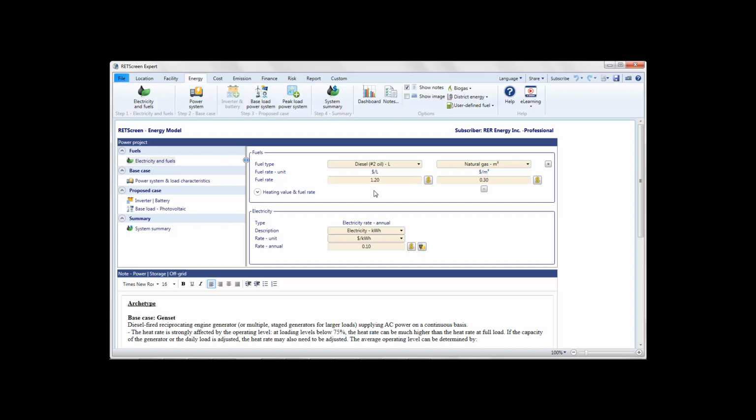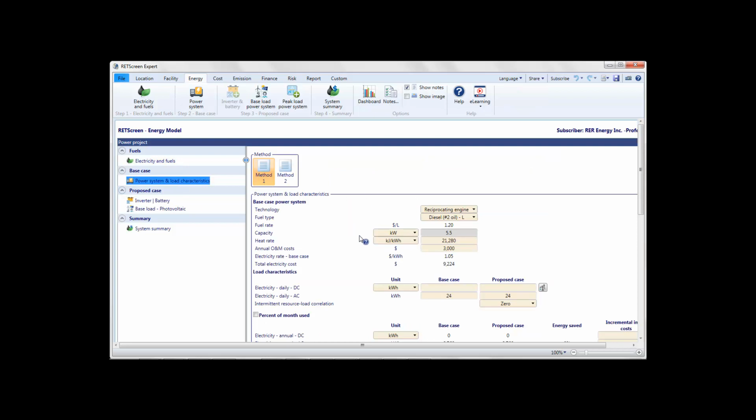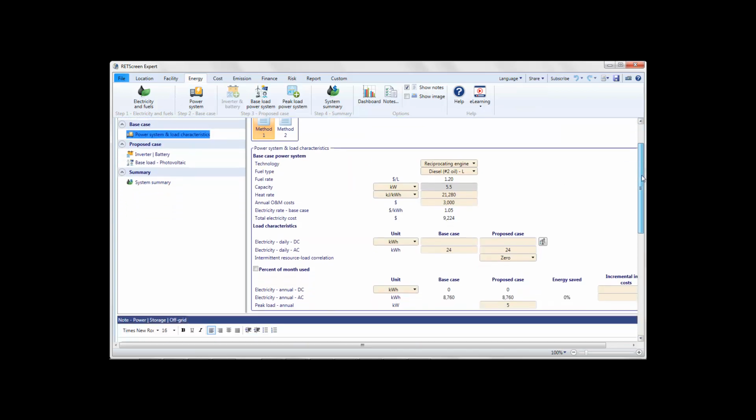So you might recall our diesel price for Ecuador was 60 US cents, which would work out to about 80 Canadian cents per liter. So the price here is 50% higher. I'm just going to leave that alone and look at the analysis as it's provided by RedScreen, and just note values that you would have to pay attention to if you were doing this analysis. The next thing I will do is I will go to the power system and load characteristics and look at the base case and the load that's being specified.